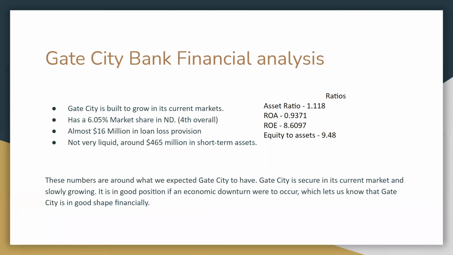Gate City Bank is not very liquid, though. They have about $465 million in short-term assets they could liquidate, but that's only about 20% of their total liabilities of $2.4 billion. These numbers are around what we expected Gate City to have. We have their asset ratio, return on assets, and return on equity, as well as their equity to assets ratios right there for you to look at.